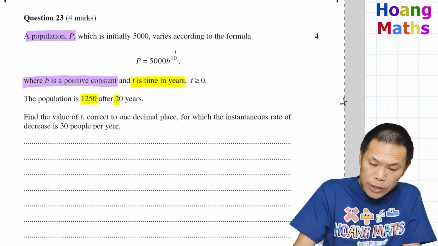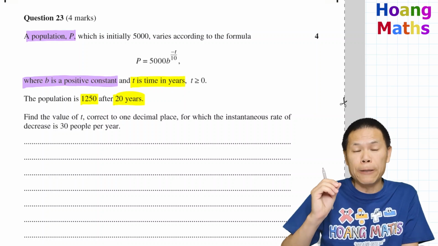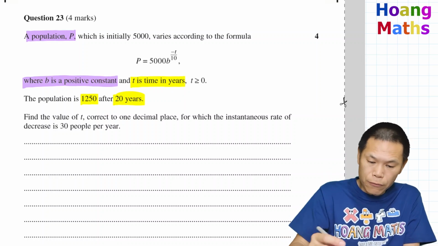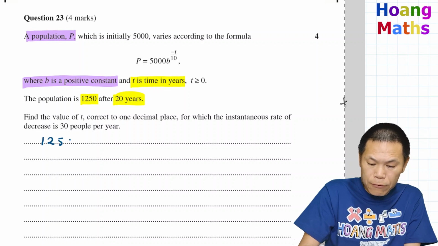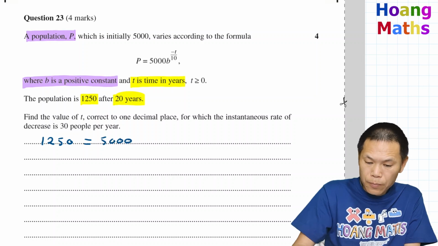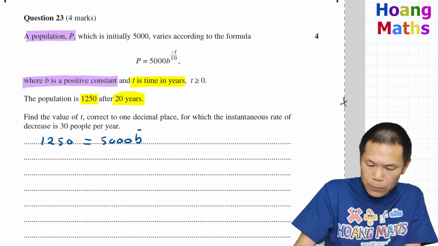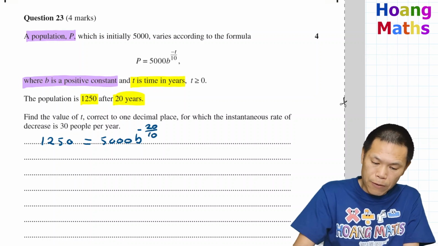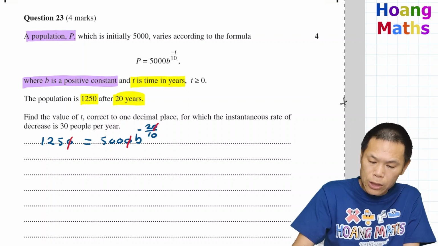1,250 after 20 years. So we can use these values to work out the value of B, the constant if you like. So first of all, P is 1,250, which is equal to 5,000 B to the negative T over 10. Now T is 20, so we just write 20 over 10. And I can just simplify this. Divide by 10 both sides. And 20 divided by 10 is 2.